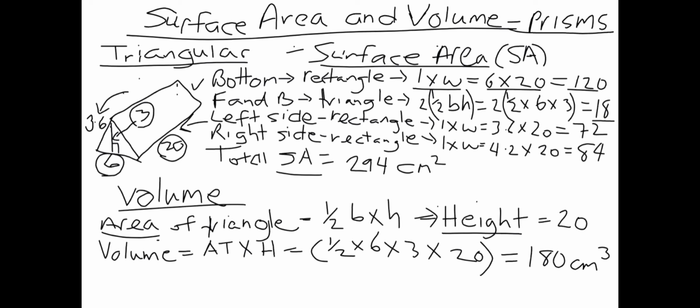Now we're going to go into the right side. And the right side here, the side on this side is literally 4.2. So I didn't write that in. So there we go. So that's the length on the right side of the triangle. And because it's a rectangular shape, we have to consider that as a rectangular side. And so we have to just use the same formula, length times width, which is 4.2 times 20, which is equal to 84.